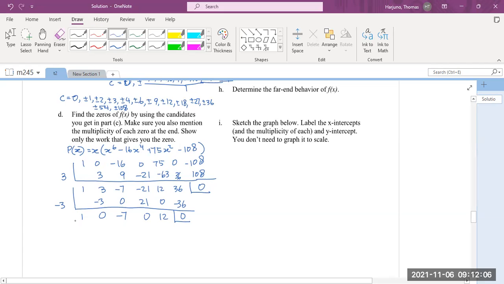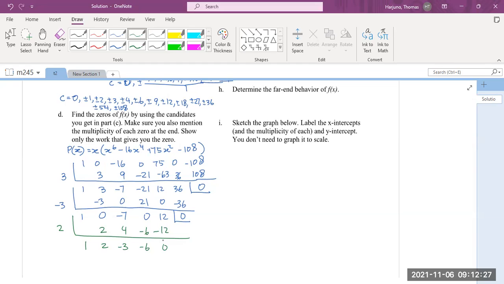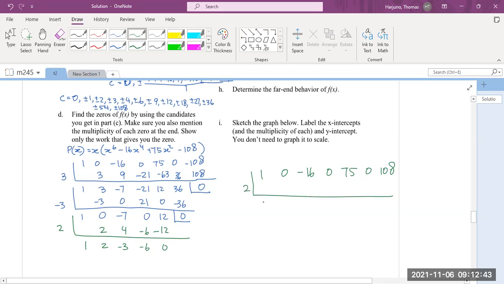Will 2 work? I somehow thought 2 works. Let's check again. Yeah, 2 works. Did I try 2 earlier? It's supposed to work. You know what? Let me do it again. 1, 0, negative 16, 0, 75, 0, 108. We tried 2 earlier, as I remember.